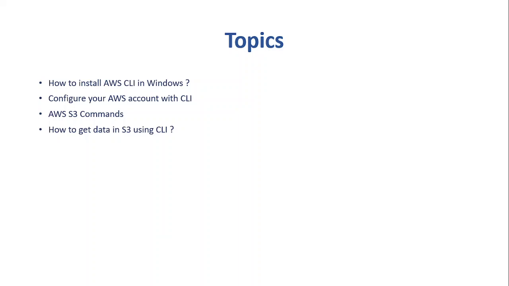So we'll start with the installation of AWS CLI in Windows. And when I say AWS CLI, it can be used for the other AWS services, but we will cover only S3 commands here. And then we will configure our AWS account with CLI. And after that, we look into the S3 commands, which we can run via CLI. And finally, how these commands can be used to get data into S3 buckets. So let's begin with the installation.